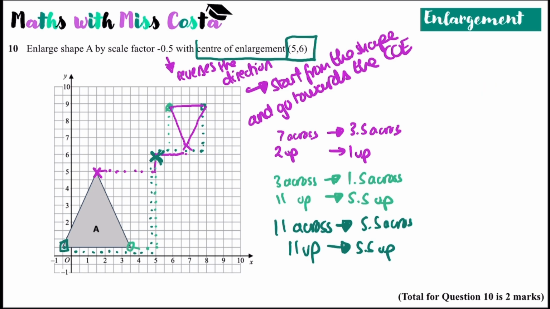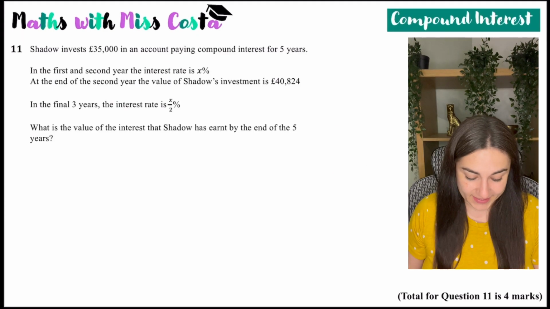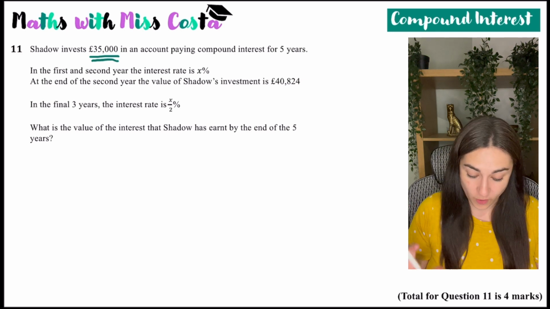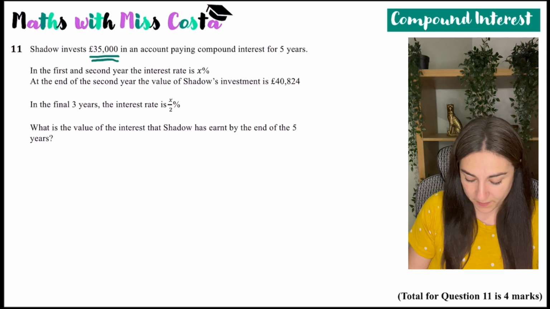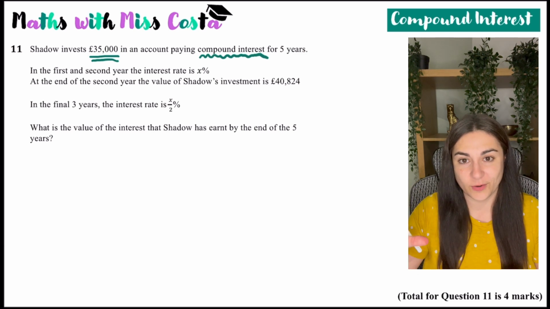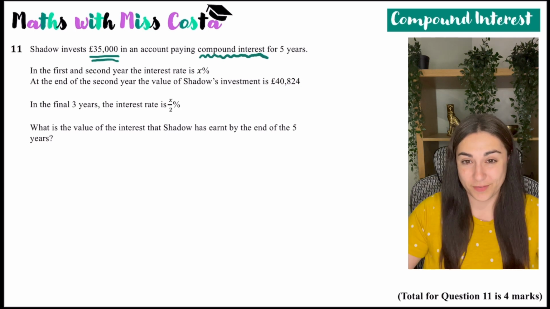method that I prefer. Okay, so we're dealing with compound interest. So Shadow invests £35,000 in an account paying compound interest for 5 years. And all compound interest means is that essentially whatever you have made on interest at the end of the year, that gets reinvested. So you're actually earning interest on all of the money that you've earned, including the free money you've got from the interest.